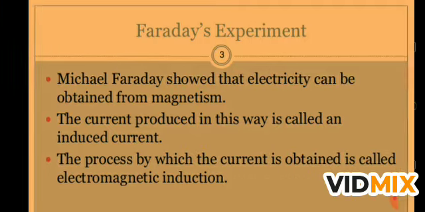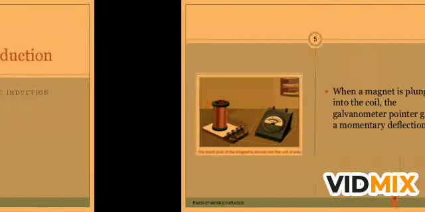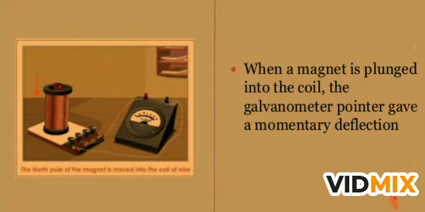So Faraday did some experiments. In this diagram, a magnet is moving inside a coil, and the galvanometer shows some deflection. When the magnet is plugged into the coil, the galvanometer pointer gives a momentary deflection, showing that there is an electric current. When the magnet is moving into the coil, it changes the flux, and due to the change in flux the current flows in the wire, and that current is shown with the help of the galvanometer.